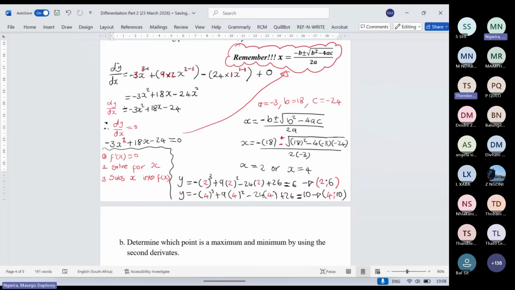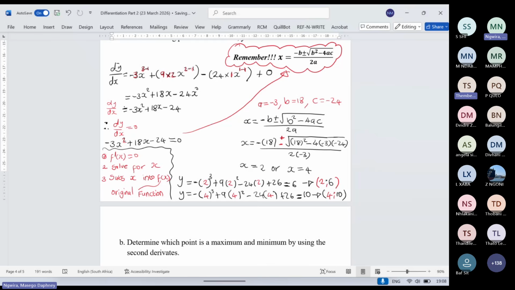Please, this is the derivative. This one is the original. This is the original function. Those are the three steps that you do. Step number 1, you derive, then equate it to 0. Step number 2, you solve for x.